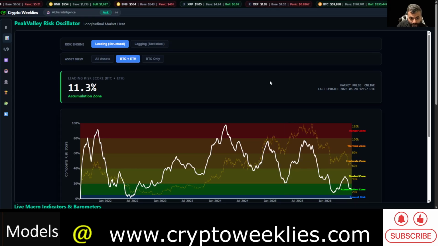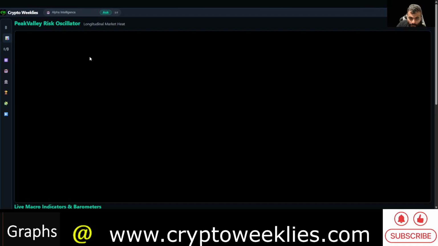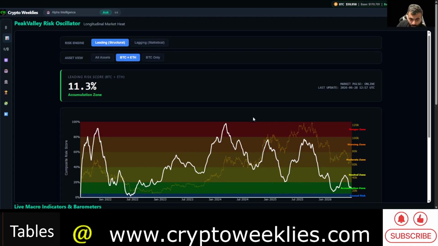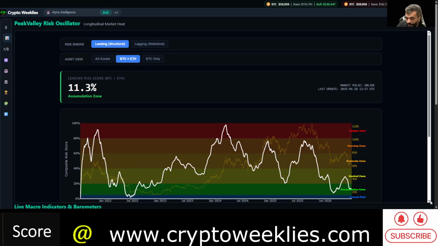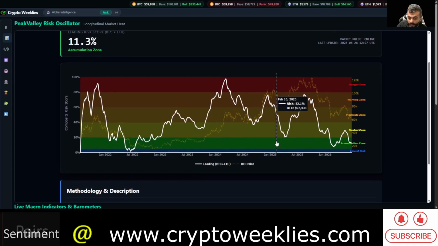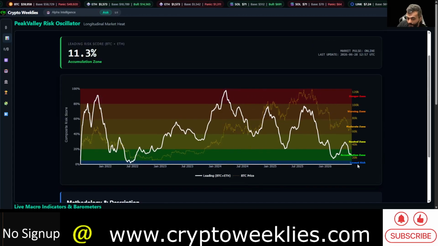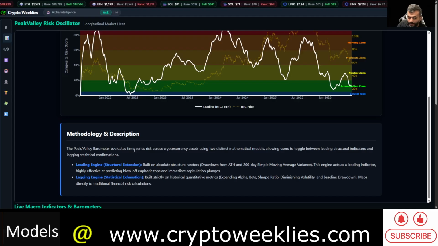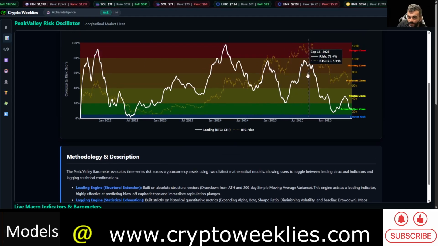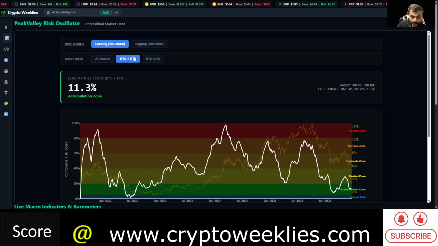So together, their analysis is covered in this indicator section over here under peak value oscillation, to identify in a leading structural way if the asset class, thanks to Bitcoin and ETH, is entering into an accumulation zone using leading indicators such as the drawdown from all-time high and the 200-day simple moving average, to identify the variance between the price action and this, to identify the euphoria tops as well as the immediate capitulation plunges, where typically the asset class goes into the accumulation territory. Right now it's in accumulation territory.